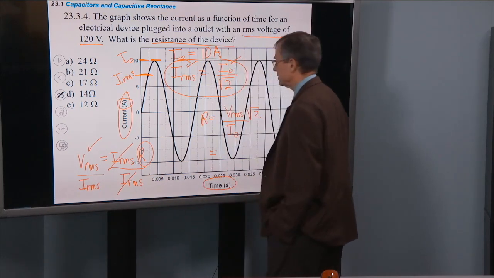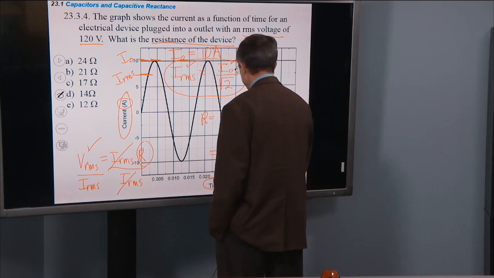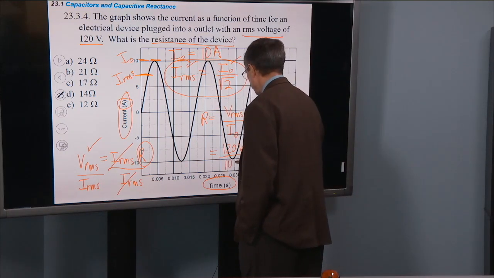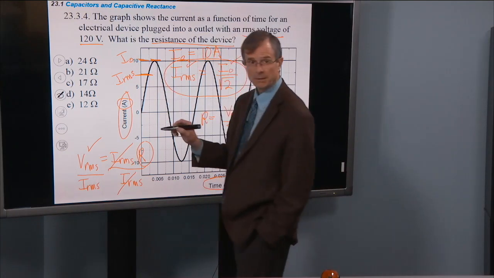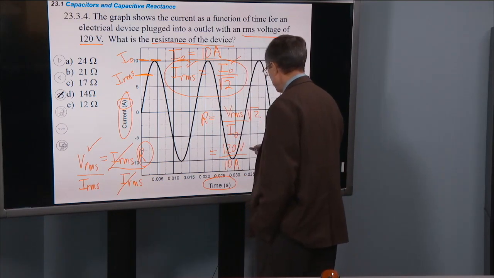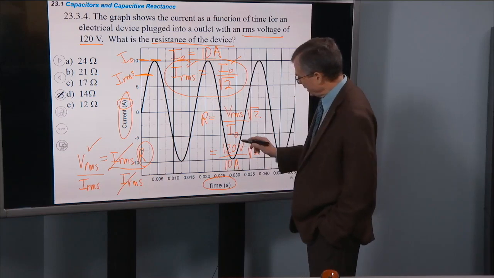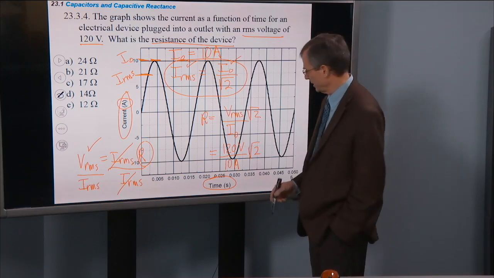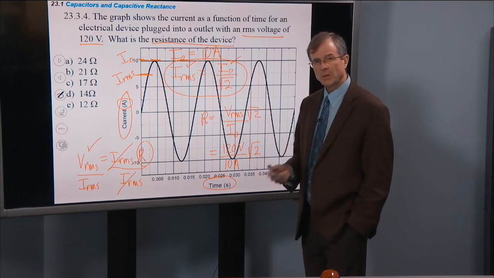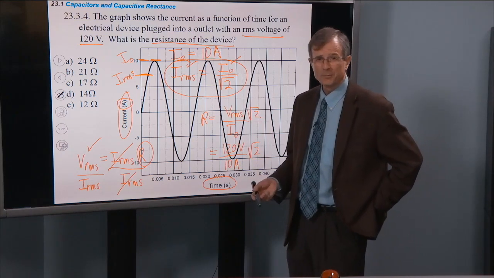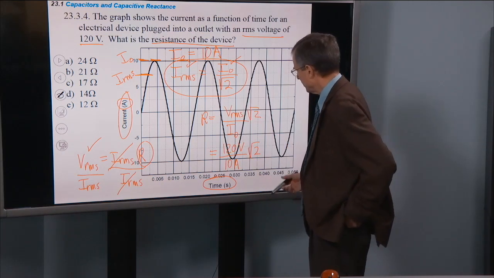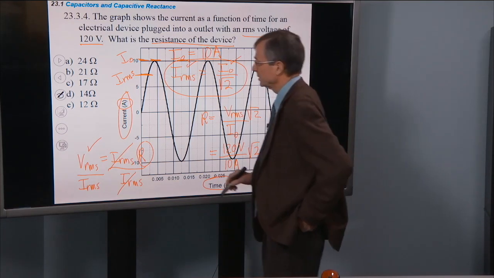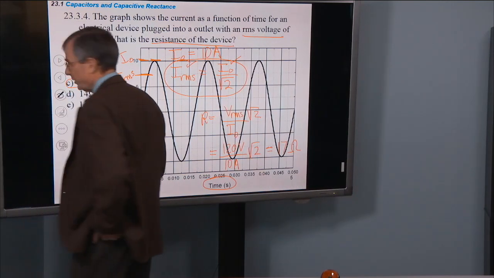And now we can just plug the numbers in. VRMS is 120 volts. I naught is 10 amps. We just read that value off of the graph times the square root of 2. Well, that'll give me 120 volts over 10 amps gives me 12 ohms times the square root of 2. And the square root of 2 is about 1.414. 12 times square root of 2 is going to be around 17 ohms. And sure enough, if you plug it into your calculator, that's what you get.